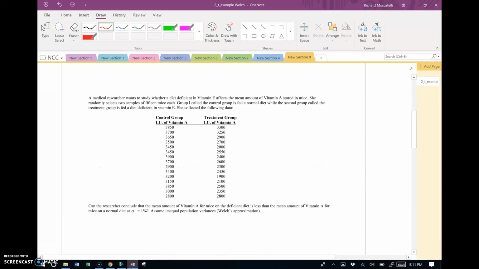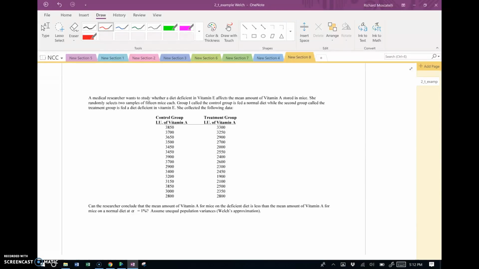So let's give a look at the question. It says a medical researcher wants to study whether a diet deficient in vitamin E affects the mean amount of vitamin A stored in mice. She selects two samples of 15 mice each. Group 1's called the control. They're fed a normal diet. Second group called the treatment. They're fed a diet deficient in vitamin E. She collects the following data, which, as you can see, lists the amounts for vitamin A for each of the two groups. It says, can the researcher conclude that the mean amount of vitamin A for mice on the deficient diet is less than the mean amount of vitamin A for mice on the normal diet?